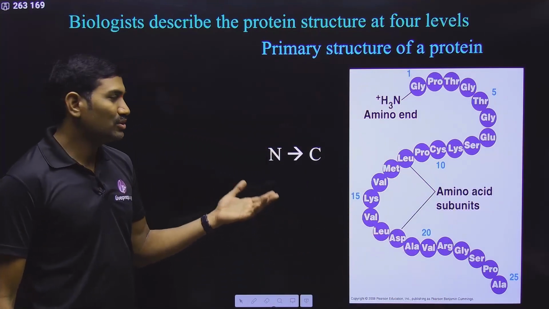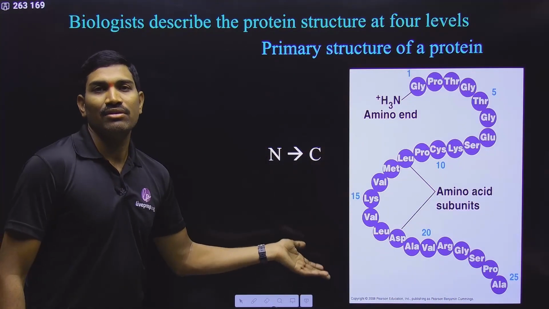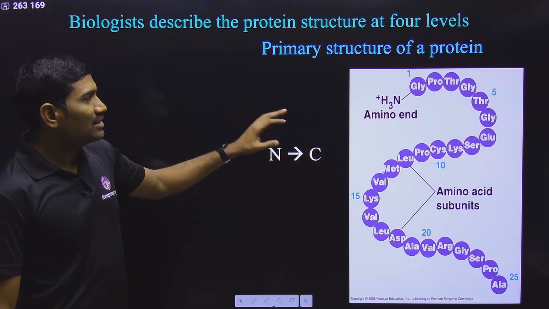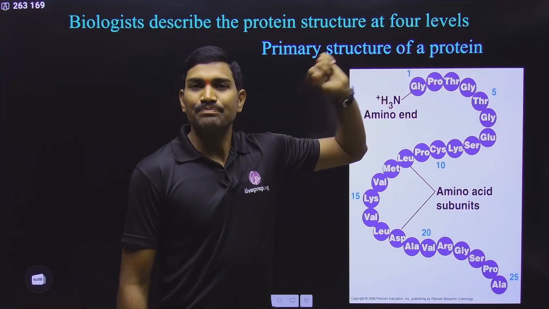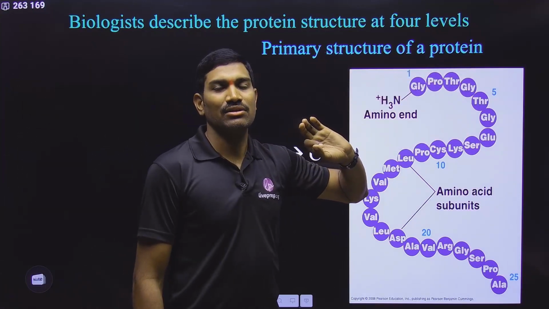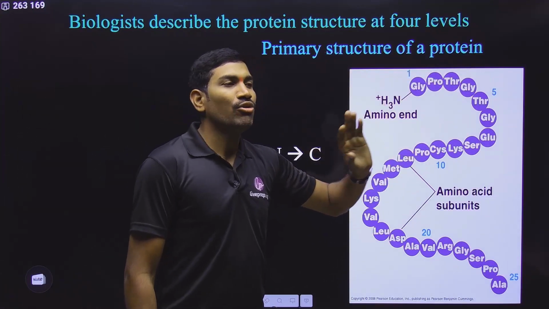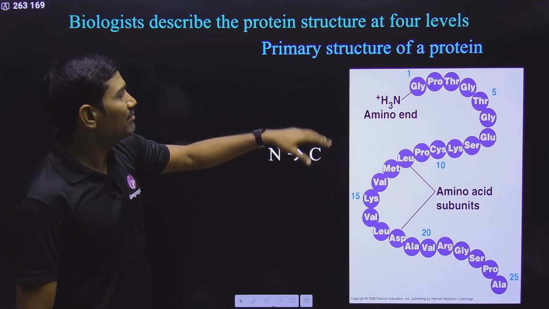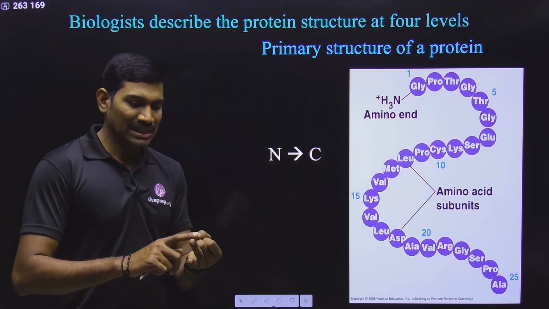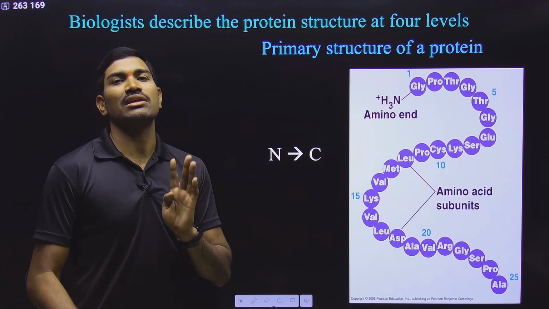But in the case of biology, we are using four levels of organization for this particular protein structure. Don't say four dimensional, four levels we are saying. What are these levels? It is the primary structure, secondary structure, tertiary structure and quaternary structure.